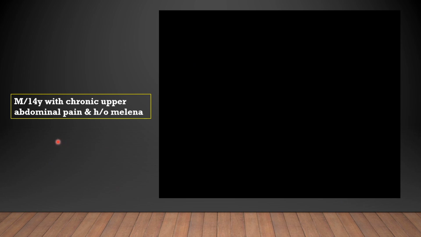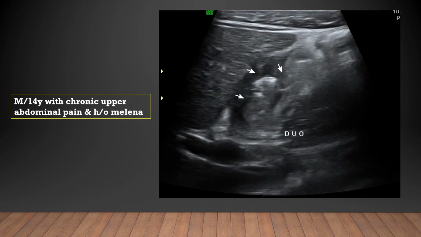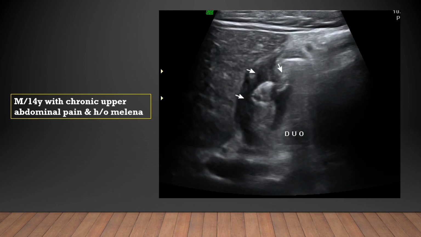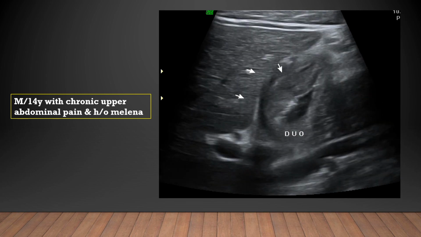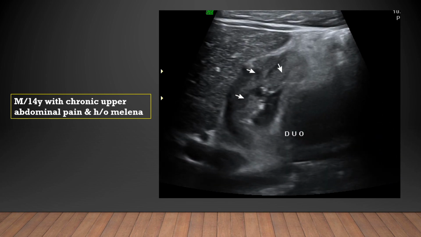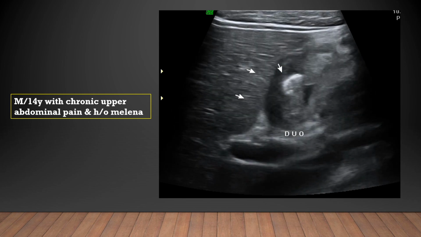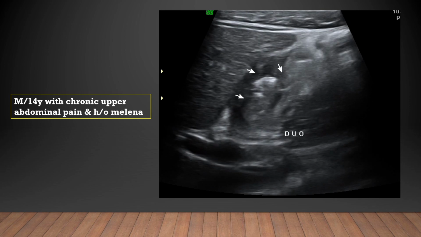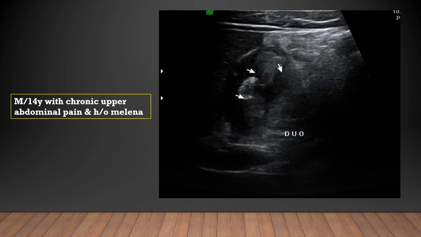Now a male of age 14 years with chronic upper abdominal pain and history of melena and anemia. This is an epigastric video scan showing thickened anterior wall of the duodenum with a large ulcer crater. This is hypoechoic thickening and hyperechoic luminal ulcer crater, a typical HH sign, which is indicative of duodenal ulcer disease.